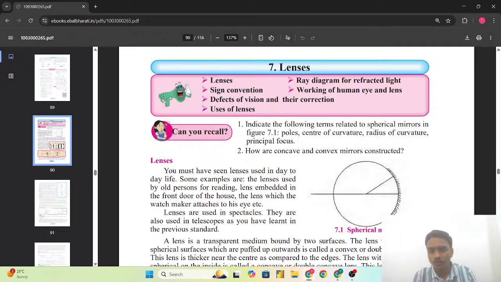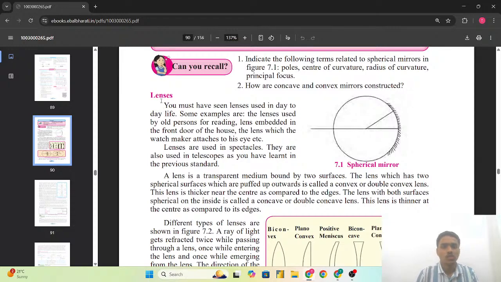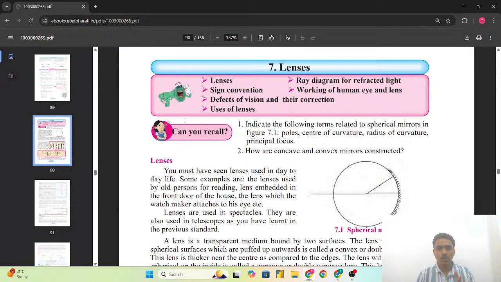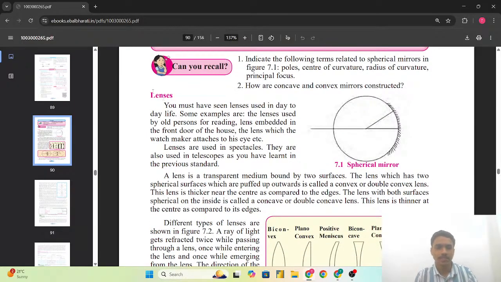How are concave and the convex mirrors constructed? और जो mirrors के बारे में था वो हमने क्लास 9 में स्टडी किया था. So इस साल जो कि क्लास 10th में हम देखने वाले हैं लेंसेस के बारे में. So लेंसेस क्या है उसके बारे में पहले हम देखते हैं. So lenses, you must have seen lenses used in day-to-day life.